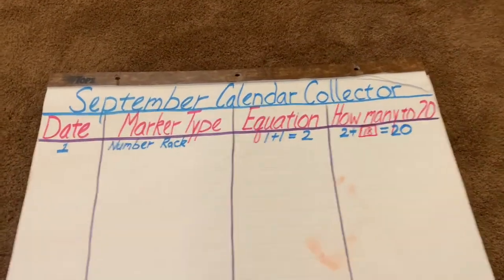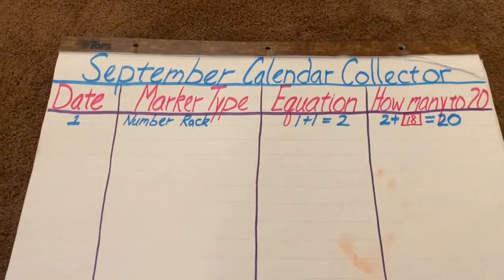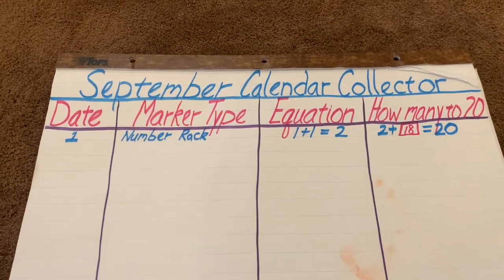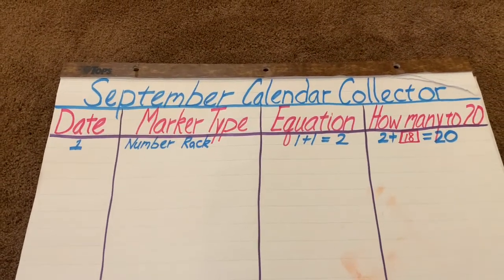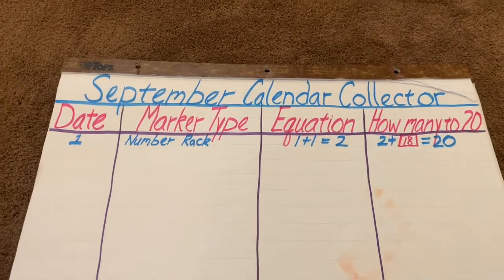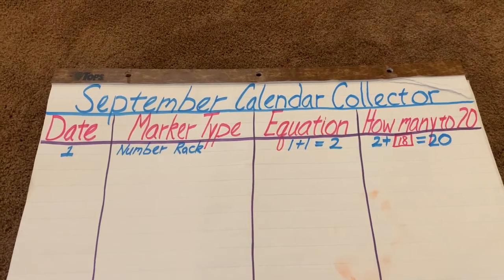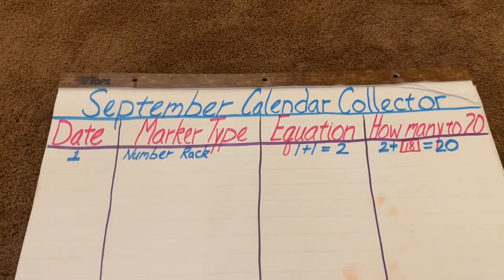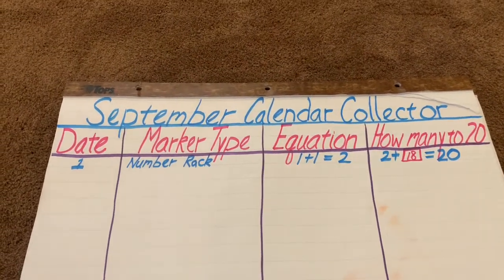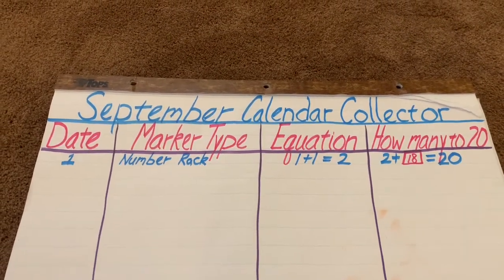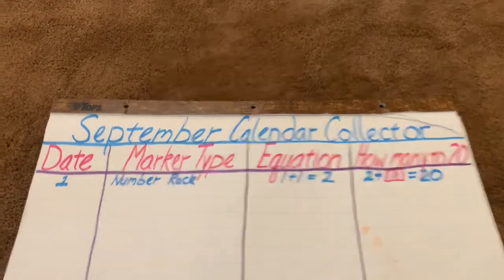Hello, kids. I'm going to really quickly show you how to collect information from our calendars. This is called the September Calendar Collector. In this, we're going to start recording the date, the marker type, or the picture that you see on the card for the calendar. We're going to make an equation out of the card, and then we're going to say how many to 20.